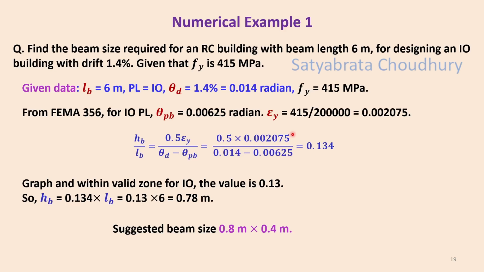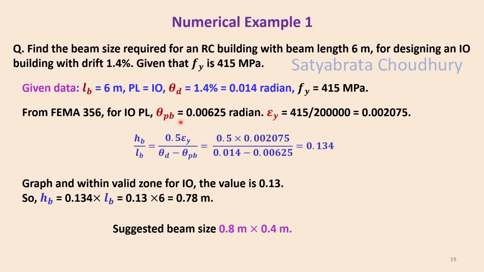Let us take a numerical example so that it is clear how this scheme is working. So I've taken a question: find the beam size required for an RC building with beam length 6 meter for designing an IO building with drift 1.4%, given Fy is 415 megapascal. So the data given is LB equals 6 meter, performance level IO, theta D 1.4% or 0.014 radian, because drift can be expressed either in terms of angle or in terms of percentage, and Fy 415 megapascal.